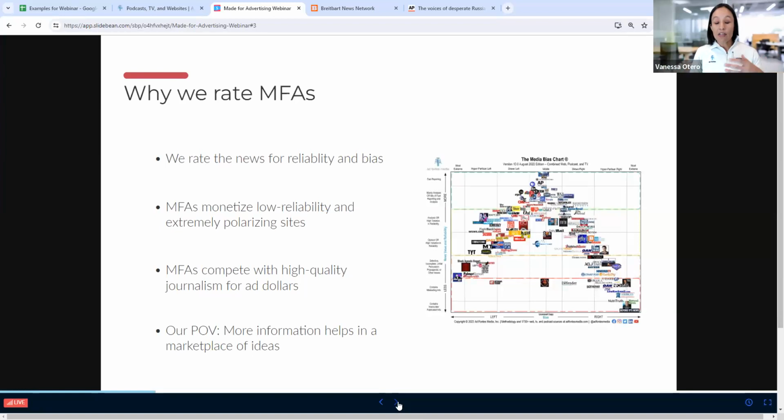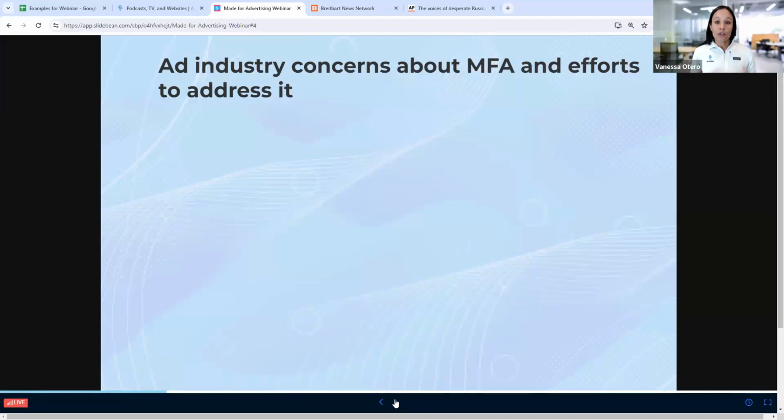So advertisers have a choice of what they spend their money on. And often when they're spending money in this advertising ecosystem, they don't necessarily know all the sites that their ads are going to. And that may seem like a strange concept to those of you who are not in the advertising industry, but let me talk about the general ad industry concerns about made for advertising and the efforts to address it thus far. So, we care about it because of the role it plays in misleading content and polarizing content and demonetizing reputable publishers. That's what we care about.